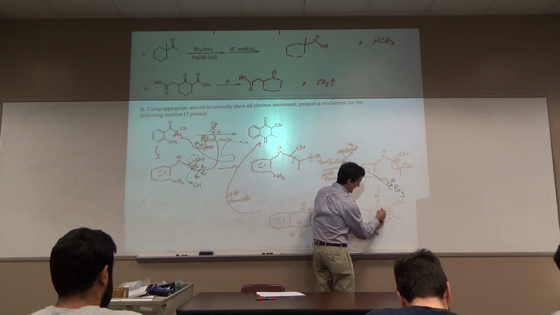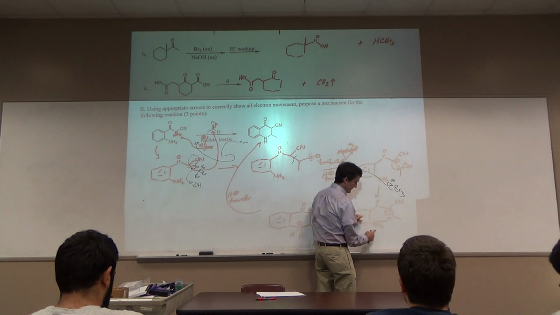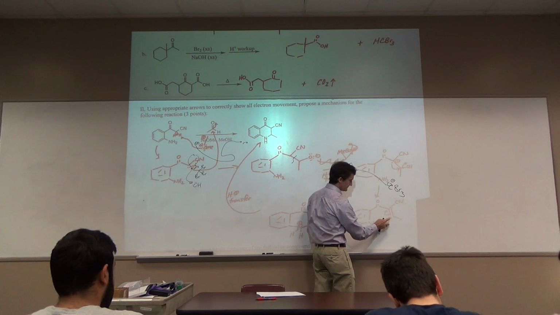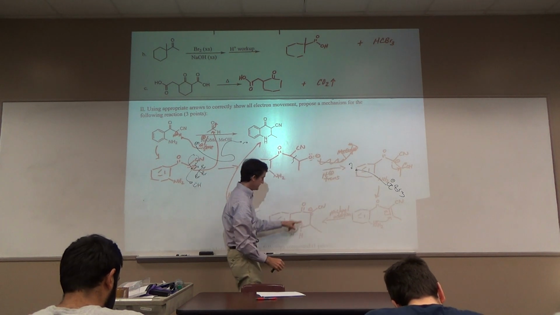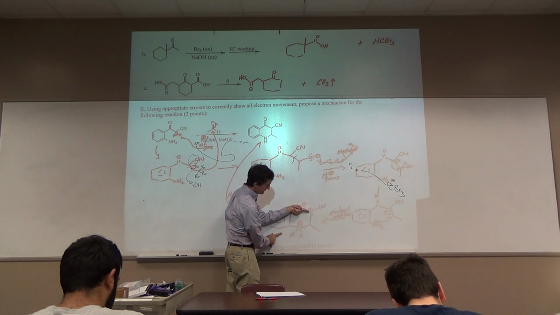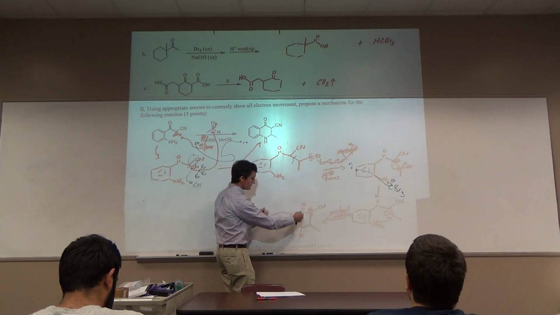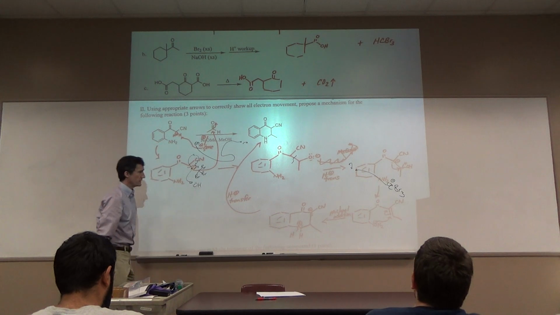But now this is an alpha beta unsaturated carbonyl compound. We've got this nucleophile. You can add beta, and that's how we get the 6-membered ring. Like a Michael addition to give this. This can just do a proton transfer. The H plus can be moved to the anion, leaving the lone pair here. H plus transfer gives the product.